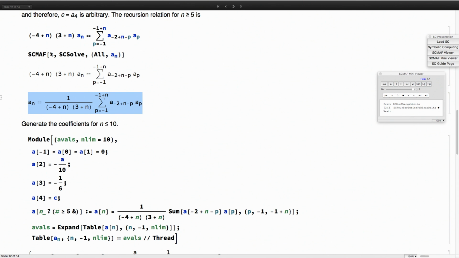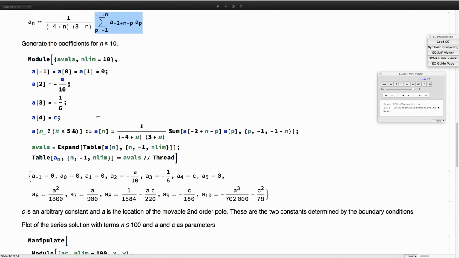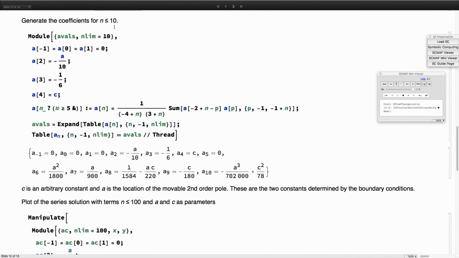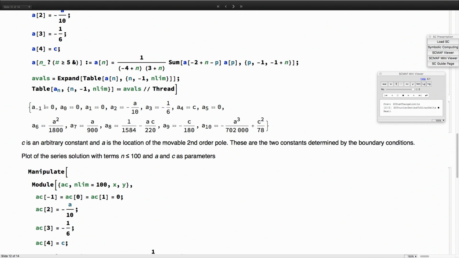So if you know the value on the right side, the sum, where the terms are from a_1 up to a_{n-1}, which are supposed to be all known using the recursion relation, then using all these values you can calculate the nth coefficient. So if you generate the coefficients for n up to 10, then you can see a_0 is 0, a_1, and then this is the first non-vanishing coefficient, a_3, a_4, but here a_4 is arbitrary.